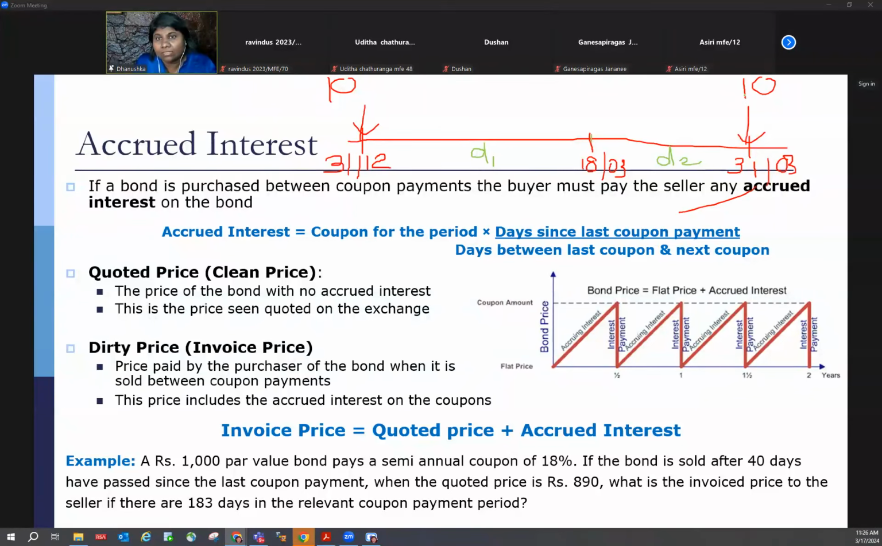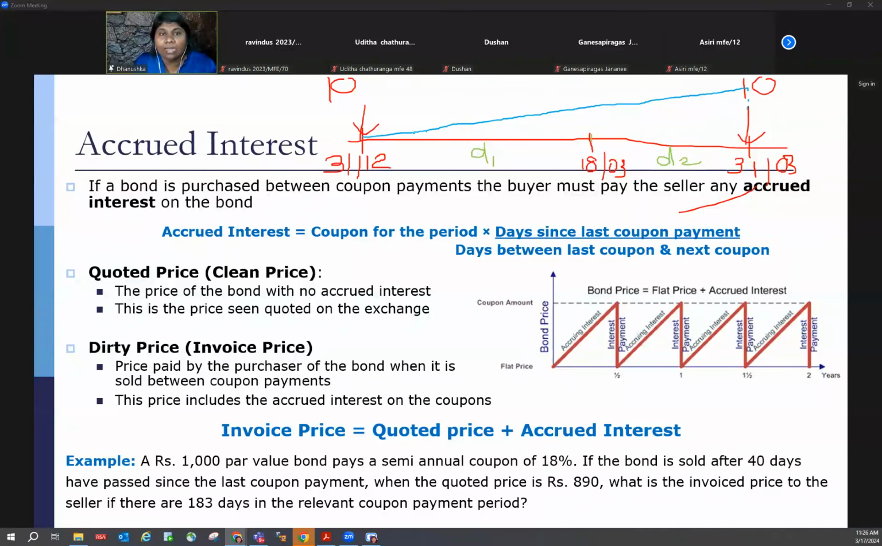That's unfair. So what can we do? At the point of sale, the party who is buying has to compensate the selling party for the interest that has accrued to him. We call this accrued interest: the interest that has accrued to the selling party. From the last coupon date, my bond interest keeps accruing to me until it reaches the 10 rupee target, so on the last day, whoever holds it will get 10 rupees.